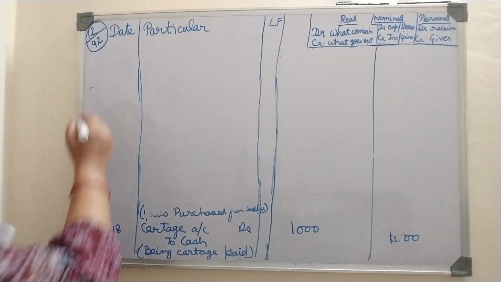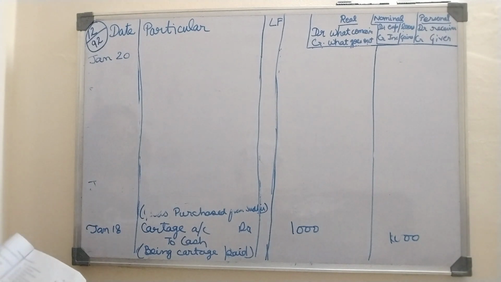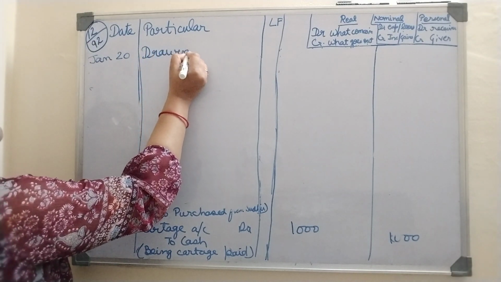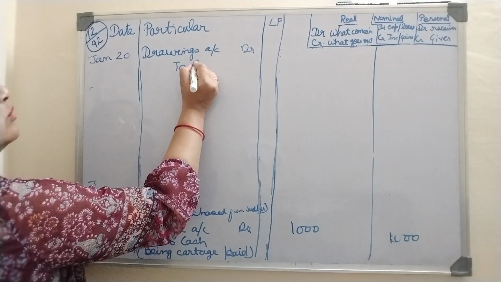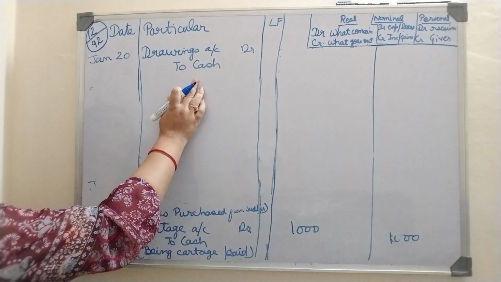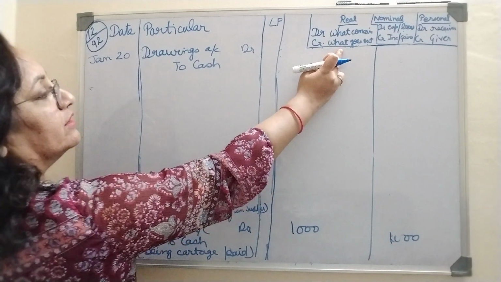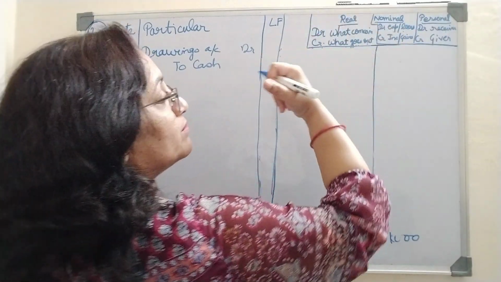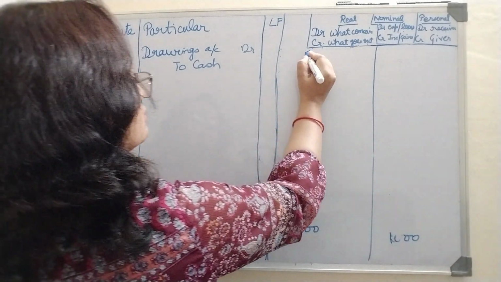Now January 20. January 20 is drew cash for personal use. So you remember during accounting equation also we did it. Drawings account debit to cash. We are cutting from cash. Okay. So cash is going out. So cash is credited. And drawing is our expense or loss. We are taking it out from business for personal use. So it is debited. So how much is it? 5,000.